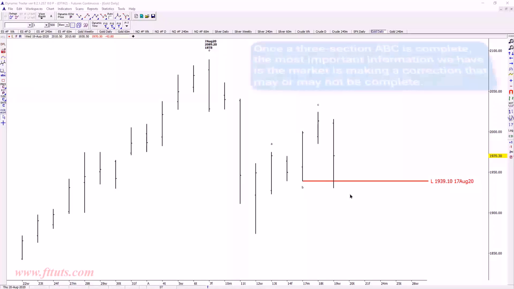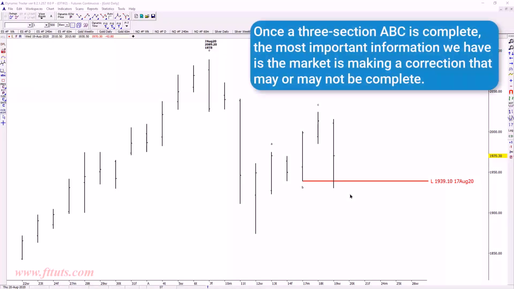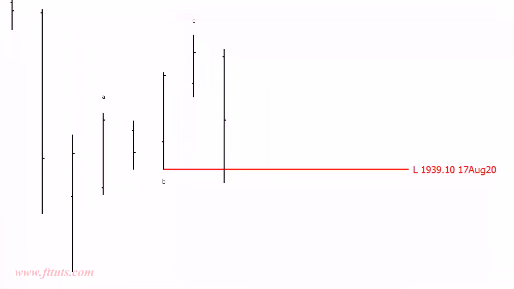Well, maybe, maybe not. The point would be, however the market continues to unfold, more than likely it's going to be part of a correction against this decline, and when the correction is complete, then the bear trend should continue to a new extreme. So let's add some bars on the chart and see how this develops.